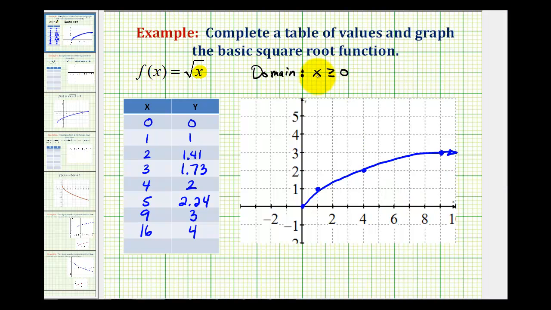Notice how graphically we can also verify the domain. All the x values of this function start at 0 and move to the right, so x is greater than or equal to 0. Okay, I hope you found this helpful.